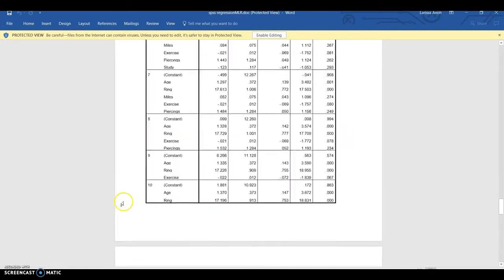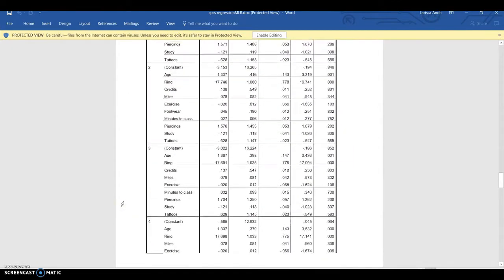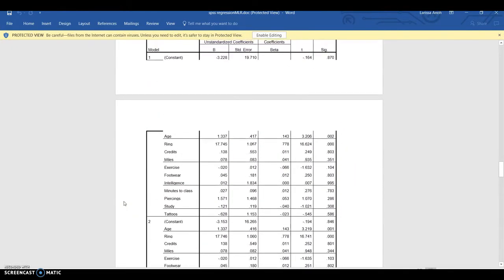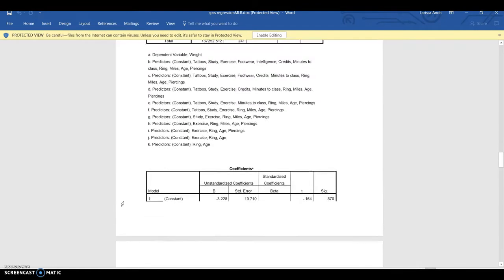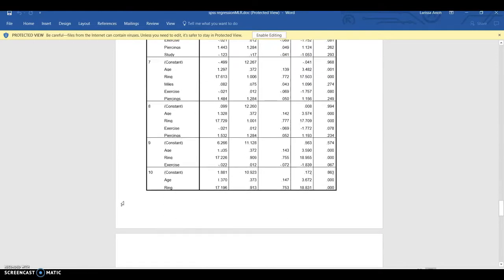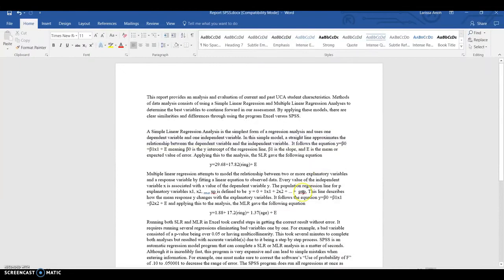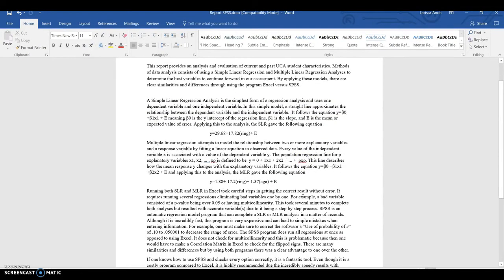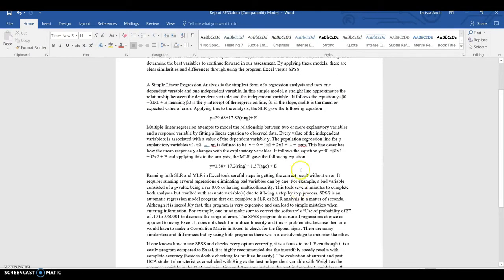This is an example of running it through SPSS. You start out with all the variables, and then it will slowly, or actually very quickly, eliminate down to the correct variables, which were age and ring, and this is consistent with the Excel. SPSS literally ran it within seconds. Here's our report about using both. There are the equations.